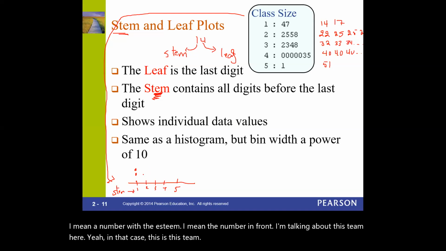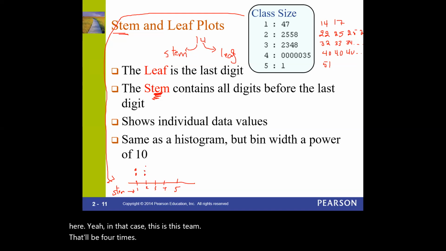Then 2 appears 4 times, and 3 also appears 4 times. And then 4 appears 1, 2, 3, 4, 5, 6, 7 times, so I'm going to have to do 7 dots. This is if I just show the stem. The other one will be the leaf. And then 5 appears only 1 time. This is the dot plot.